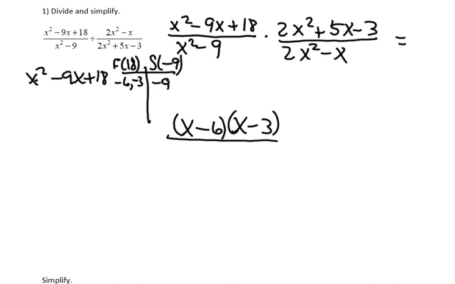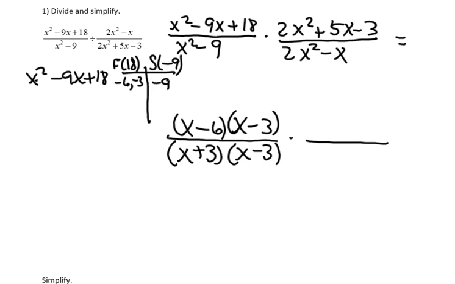The denominator of the first fraction is a difference of two squares. Square root of x squared is x. Square root of 9 is 3, and 3. Now remember, with a difference of two squares, one's positive, the other one's negative. All right, now let's take a look at the second fraction, its numerator.